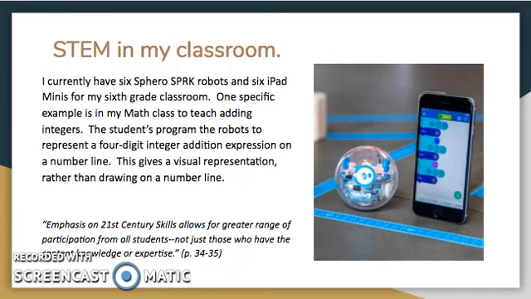So, for example, the students would add +2 plus -3. They would program the robot to move to the right 2 times to land at 2, and then they would program the robot to roll the opposite way 3 times, and then on that number line, it would end at -1. This just gives a visual representation rather than drawing it on a number line. This also gets all my students involved, and is really great for each student because it's different and outside of the box.